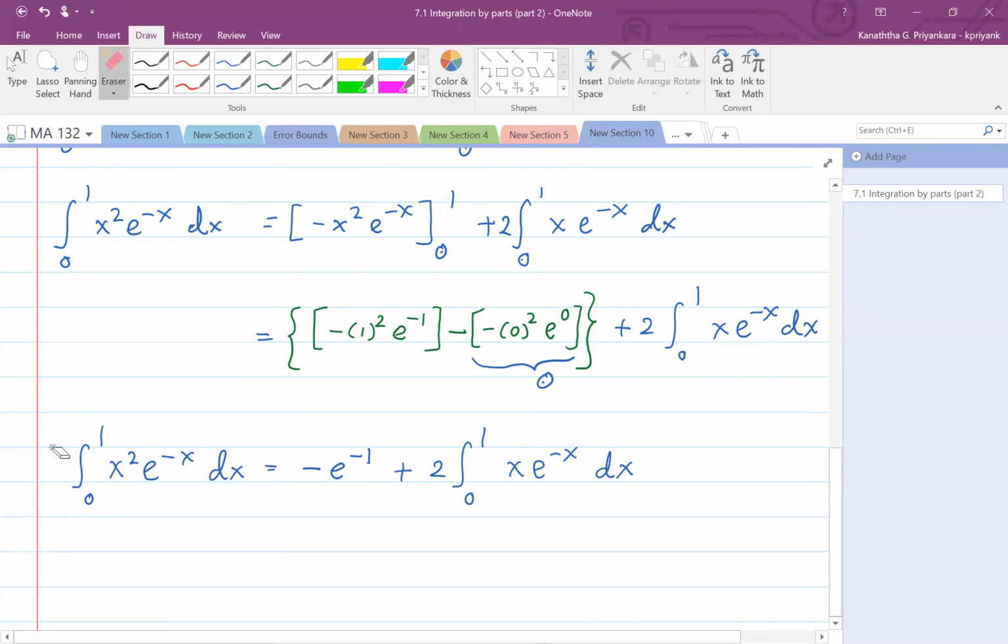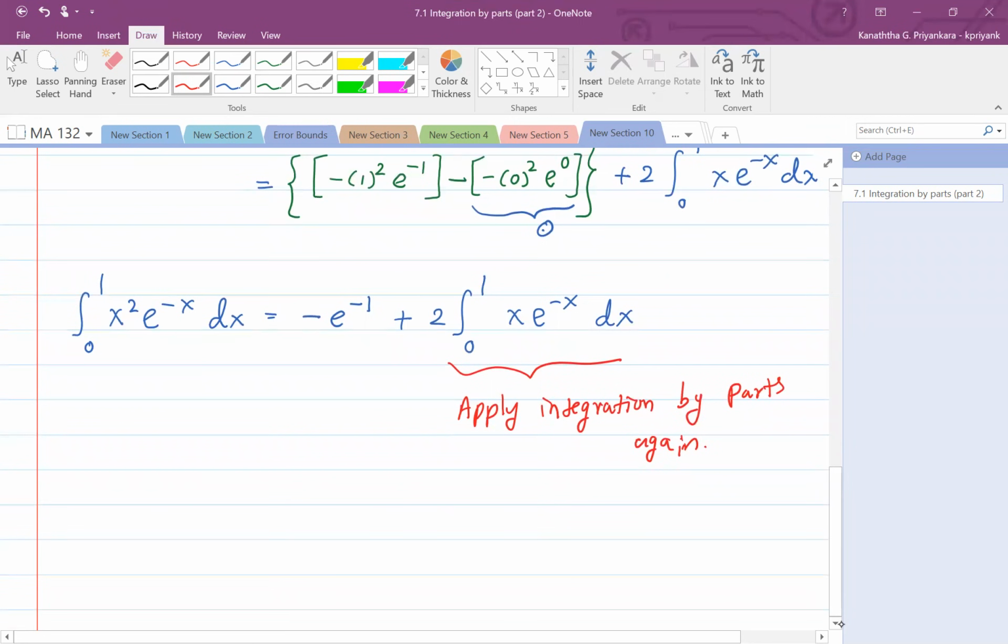So now again we have to apply the integration by parts for this term. Apply integration by parts again. Now we have to choose u and dv differently. Then we have to choose again. So I'm going to use green color to do this.